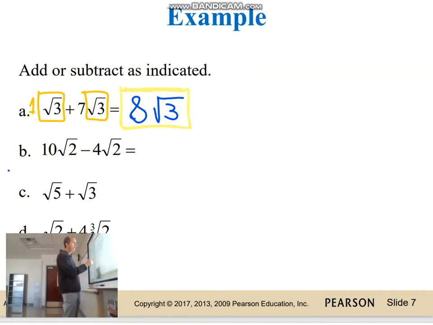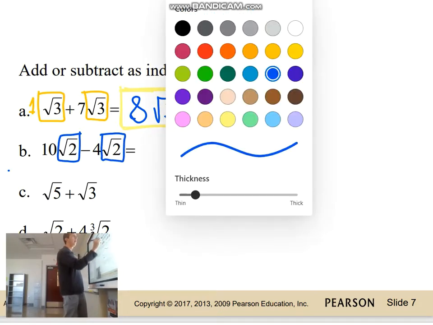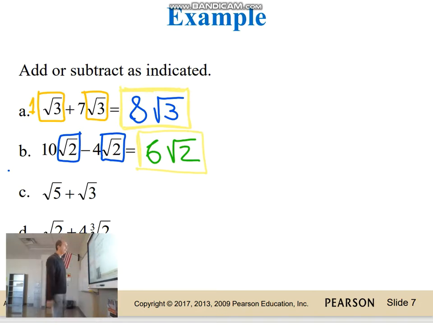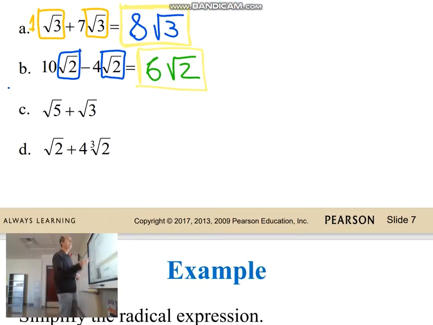Another example, 10 times the square root of 2 minus 4 times the square root of 2. So they are like radicals, and we can combine 10 minus 4, 6, square root of 2, right? And another example, check this out.